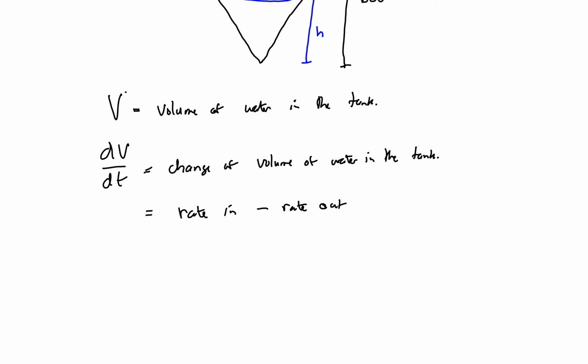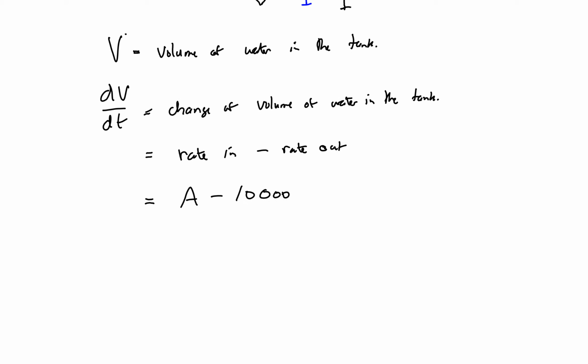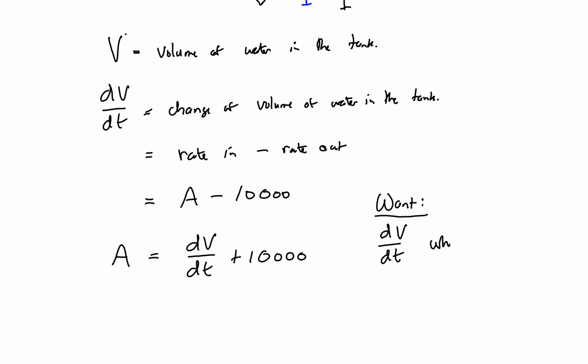And the rate it's coming in, we don't know. Let's just call that A. And we know the rate going out is 10,000. We're trying to find the rate it's going in, so we solve for that, and we see that's dV/dt plus 10,000. So what we want is to figure out what dV/dt is, and we want that when the height is 200.